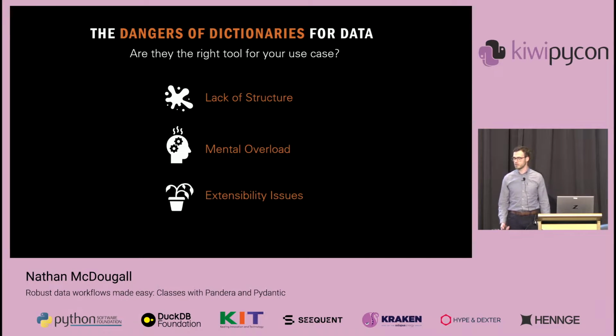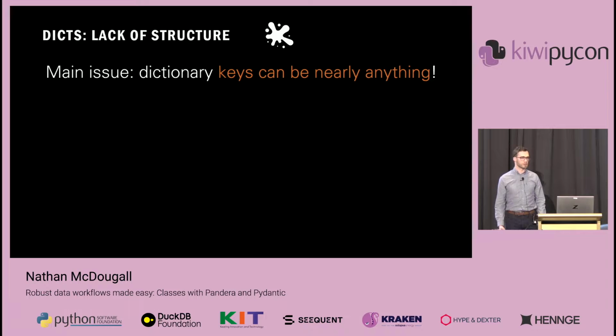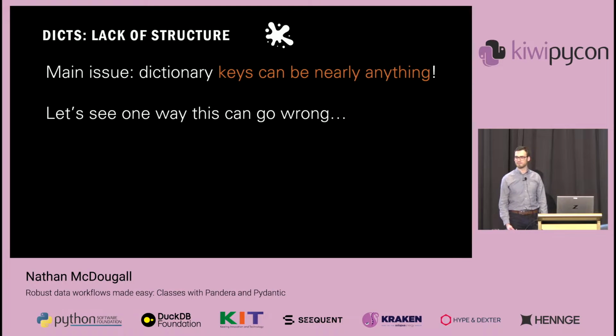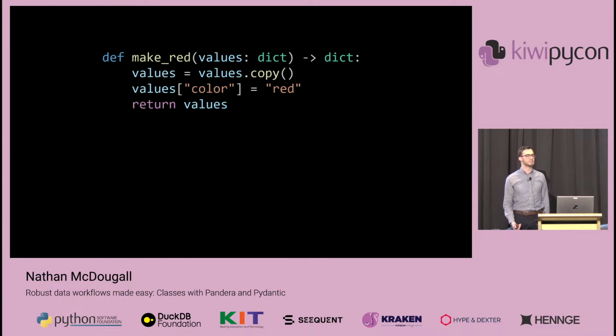I'll talk through those. What do I mean by lack of structure? Well, dictionary keys can be anything. Not quite. They have to be hashable, but nearly everything can be a dictionary key, which can cause some problems because usually they're strings, but for a lot of data sets, they're not necessarily like that when we first receive them. Let's see how that could go wrong.